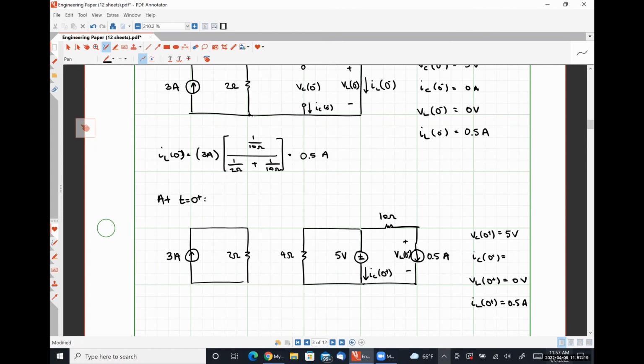I would argue that we could figure out IC by doing KCL, right? So the current flowing to the left through the 4-ohm resistor is 5 volts over 4 ohms, or 1.25 amps. The current flowing to the right is half an amp, right? And then the current flowing down is the thing we don't know. We add all three of those terms together and they must equal zero. So that is 1.25 plus 0.5, which is 1.75, plus IC is equal to zero. IC has to be negative 1.75. Does that make sense?